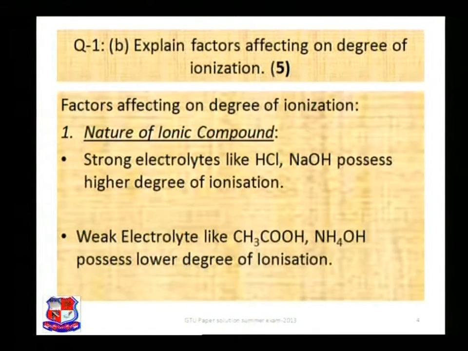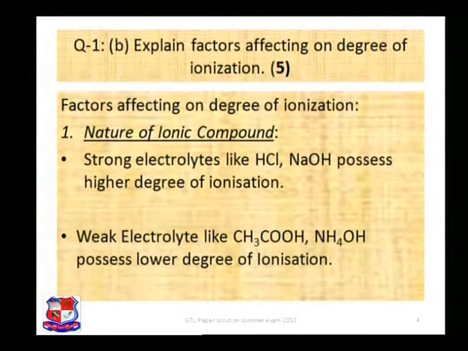Let us proceed ahead. The next question, question 1b, is: explain the factors affecting the degree of ionization. They are asking for the factors and also expecting us to provide the details of these factors. The first factor is the nature of the ionic compound: strong electrolytes like HCl and NaOH possess a high degree of ionization. So the nature of the ionic compound, but how it affects the degree of ionization is to be written in this line.